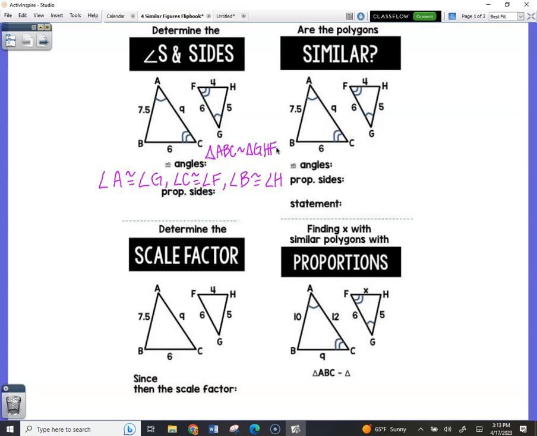This is going to be really crowded. Don't write big. So AB is proportional. Notice I said proportional, not equal. Proportional to GH. BC is proportional to HF. CA is proportional to FG.